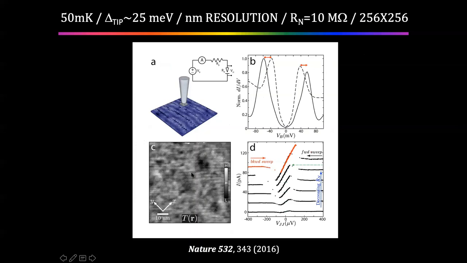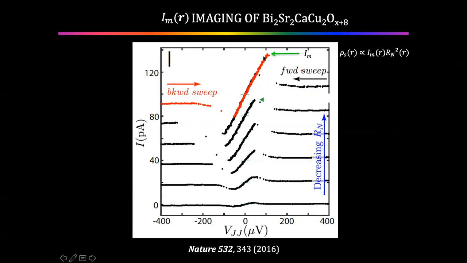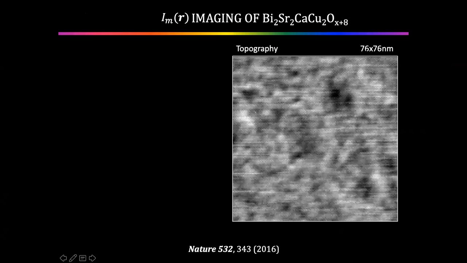Okay. So for the experts in the audience, here are the parameters. The experiment is done at 50 millikelvin. The tip gap is 25 millivolts. We have nanometer resolution. The junction resistance we had to push down to about 10 megohms. That was extremely difficult. And we have 256 resolution, so very close to atomic resolution. Now we're going to image the maximum current here as a function of location. So if we take this field of view at 50 millikelvin, it's a large field of view, 750 angstrom square. But if you look carefully, you can still see individual atoms. If we image the maximum pair current in this field of view, it looks like this.